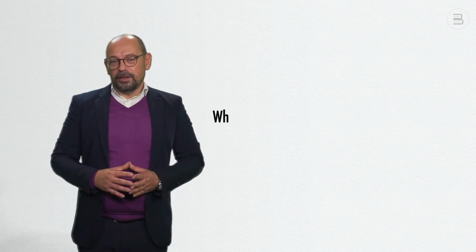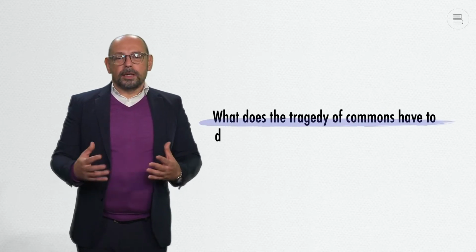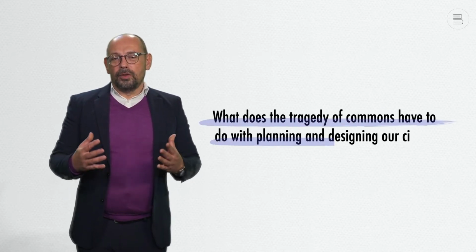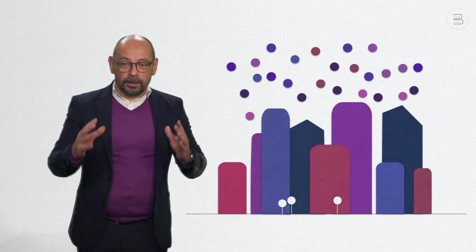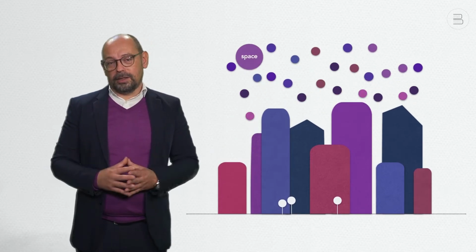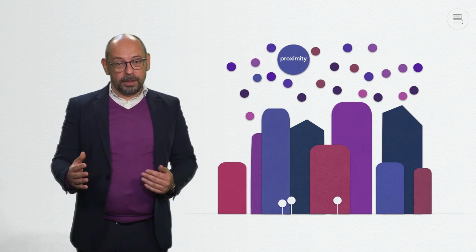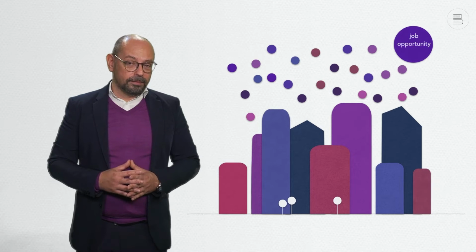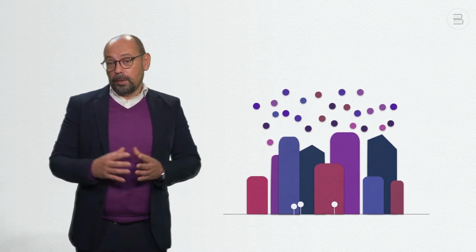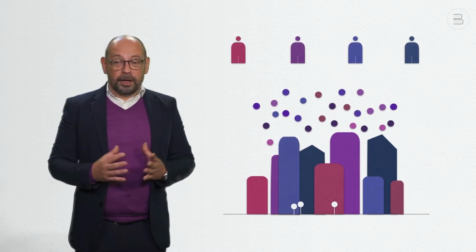In the last video, we asked, what does the tragedy of the commons have to do with planning and designing our cities? Our cities are not exactly commons, but they are full of resources that are created by our collective actions: space, proximity, density, job opportunities, and so on. Some people put more cows to graze in the field than others.